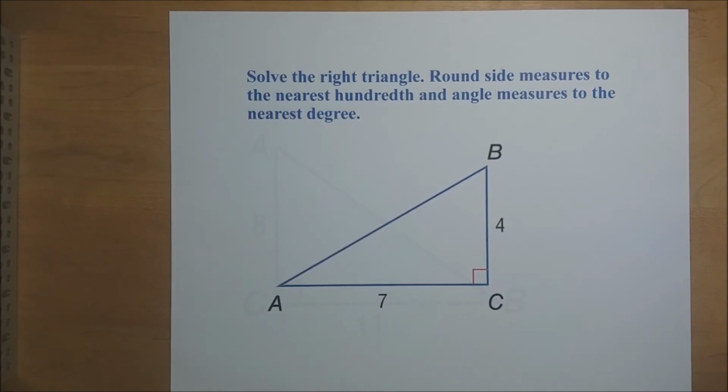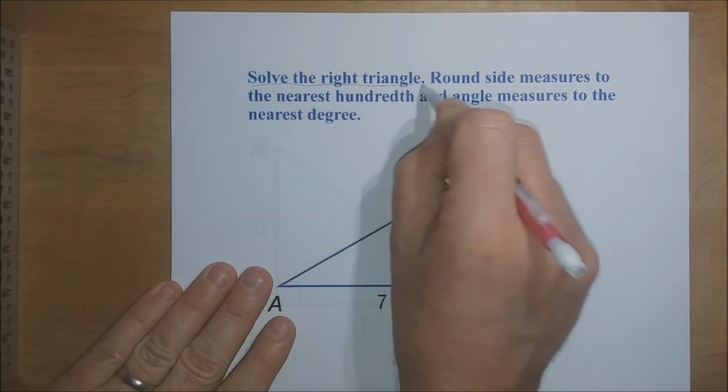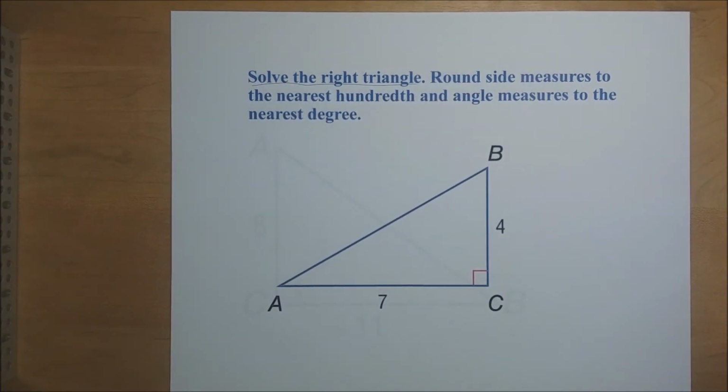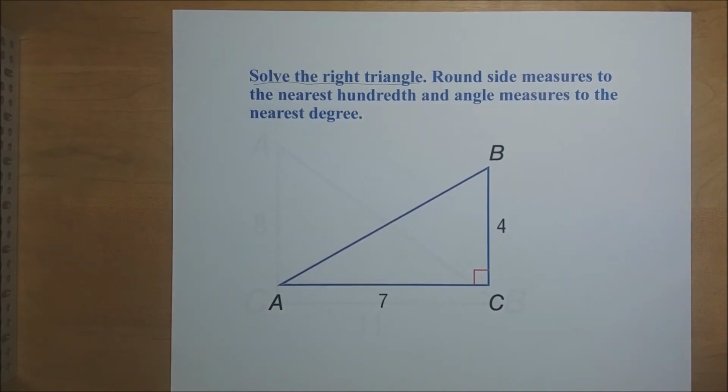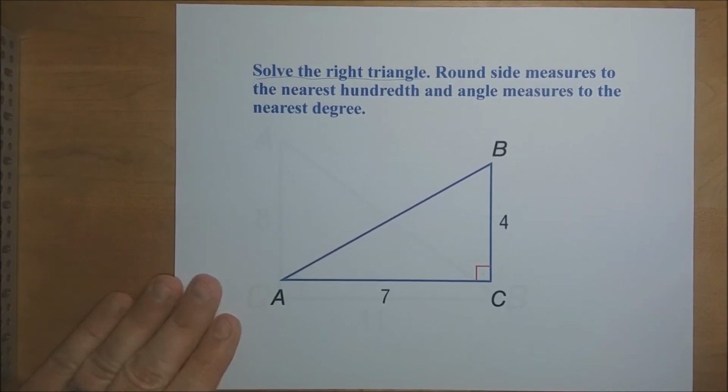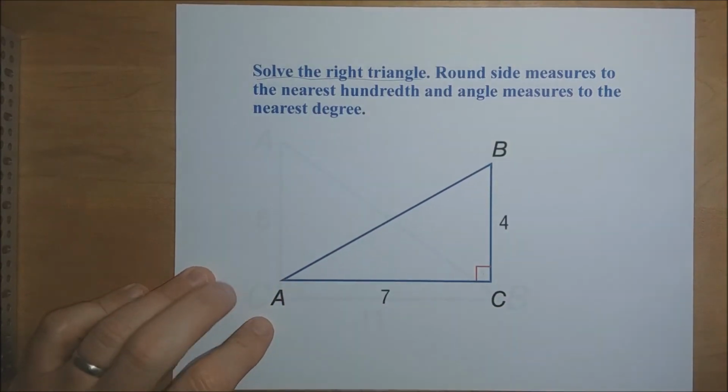Oh, excellent. This is when it gets fun. Solve the right triangle. Now, when you see this, don't forget every triangle has how many parts? That's right, it has 6 parts. It has 3 angles and 3 sides. So to solve the right triangle, we've got to find all 6 of those parts. It looks like we've got 1 angle and we've got 2 sides. So what do you want to go after first? How are we going to get side AB?